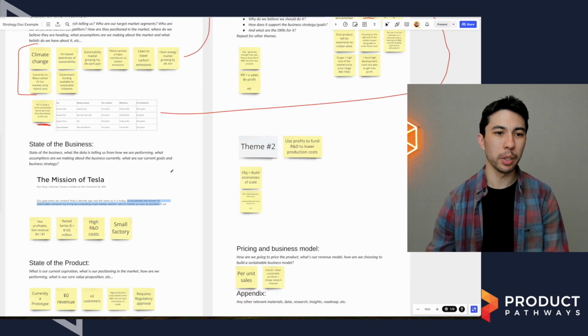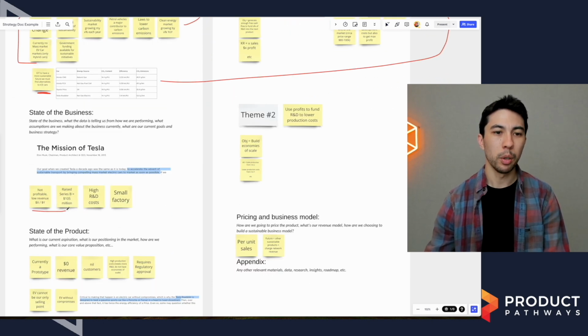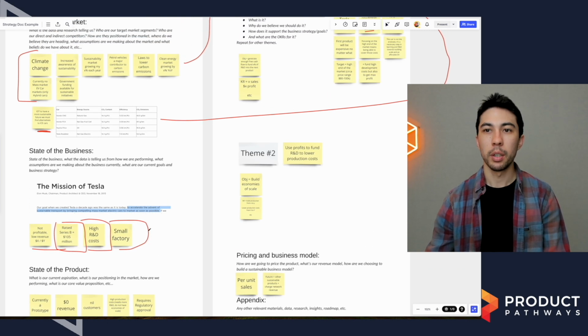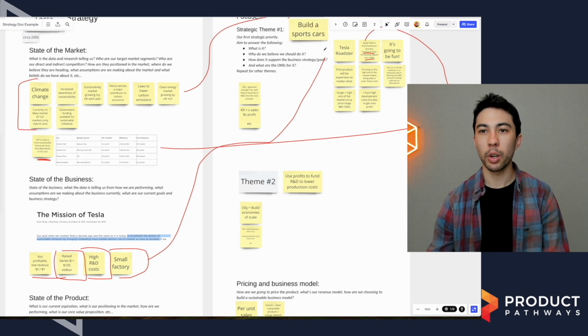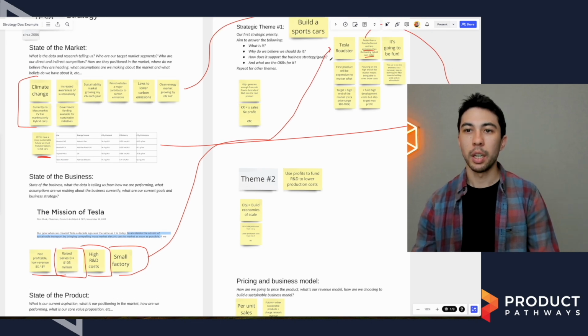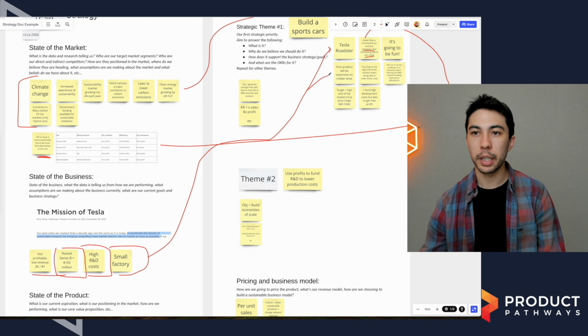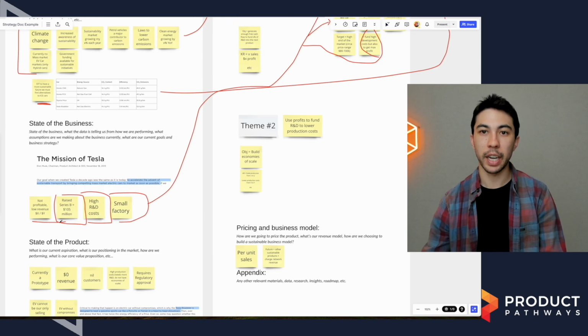And we look at elements like, okay, we're not profitable. We've only had so much R&D. So much Series B raised. We have high R&D costs. We have a small factory. These things point to, well, maybe we do need to do a Tesla Roadster because we don't have that scale. We know that the first product's going to be expensive. We know we need to use that money to fund development costs because we don't have enough cash flow.